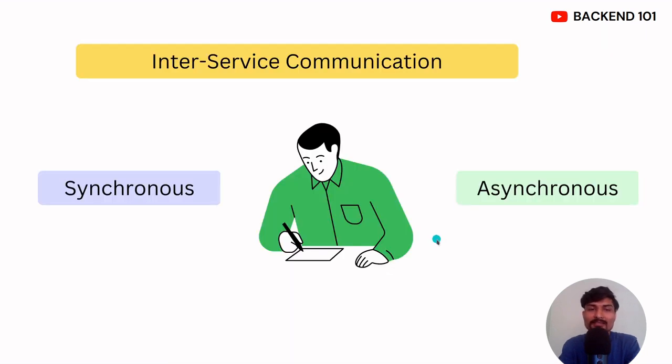So this is it. In this way, synchronous communication needs the calling microservice to wait for the target microservice's response, and asynchronous communication does not require the client microservice to wait for the response of the target microservice. Examples of synchronous communication involve REST APIs and gRPCs, whereas examples of asynchronous communication involve message queues.